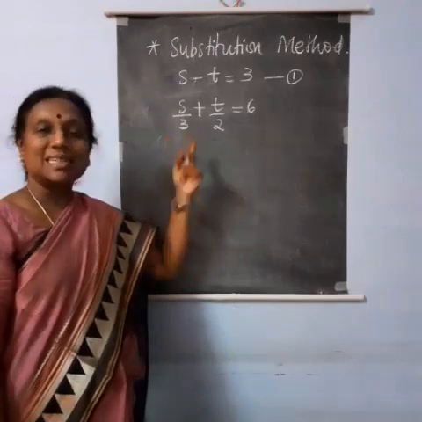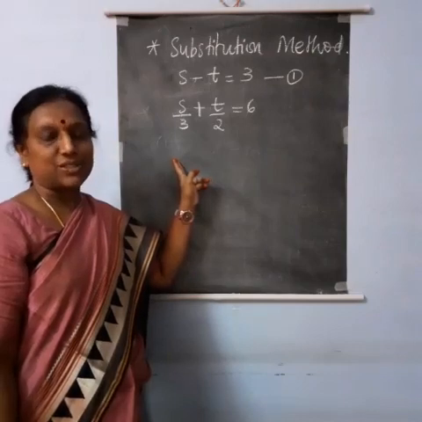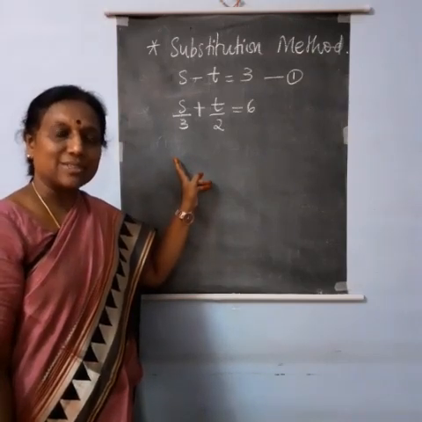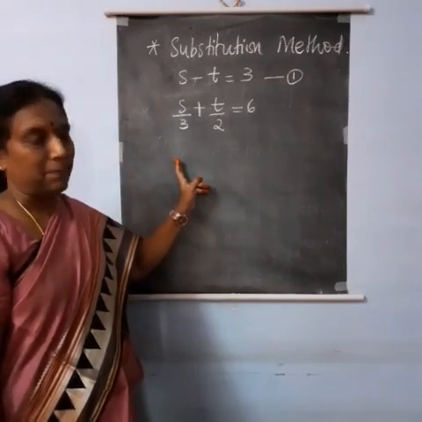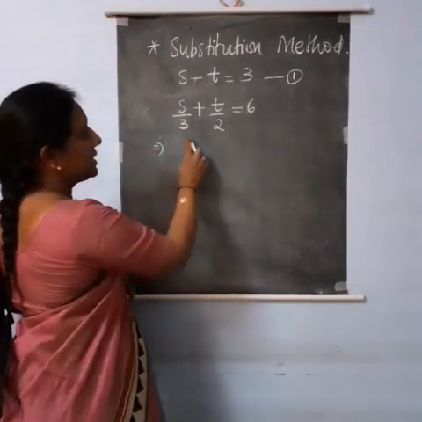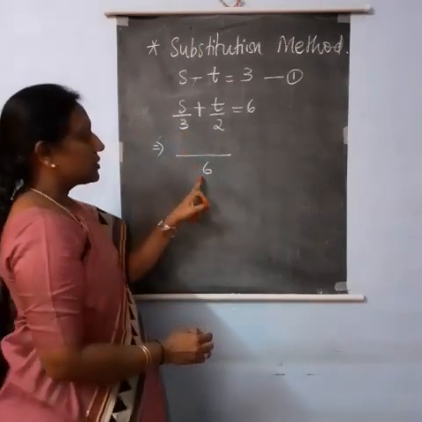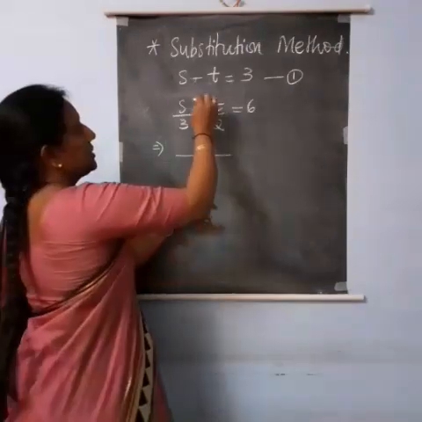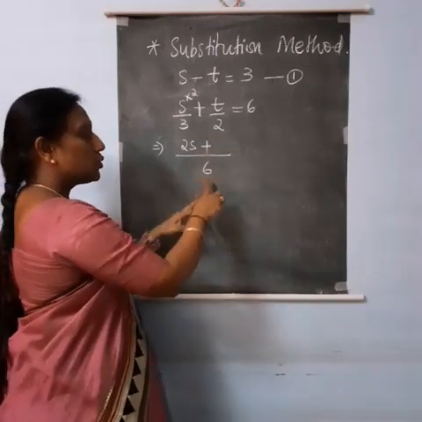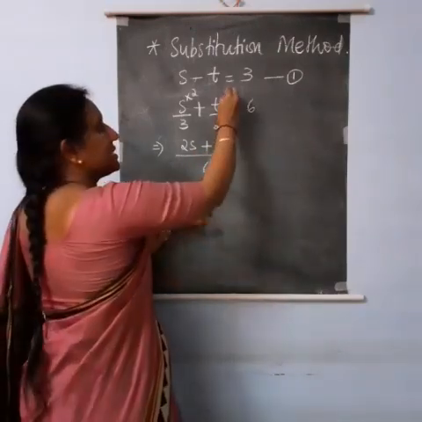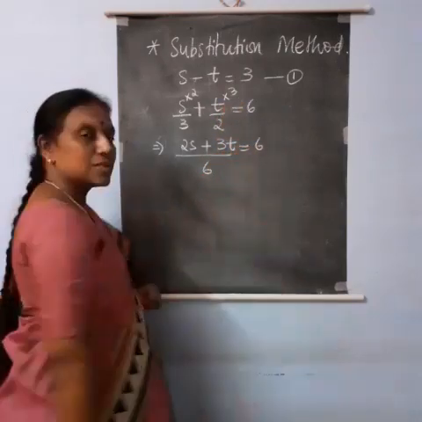Now this equation can be simplified further, right? Because the left hand side is having fractions. So how do I get rid of the fractions? I must find the common denominator or the LCM. So when I find the LCM, what is the LCM for 3 and 2? We get it as 6. Now 3 will go into 6 how many times? Twice. So into 2 you'll get 2s plus 2 will go into 6 how many times? 3 times. So into 3 you get 3t, which is equal to 6.